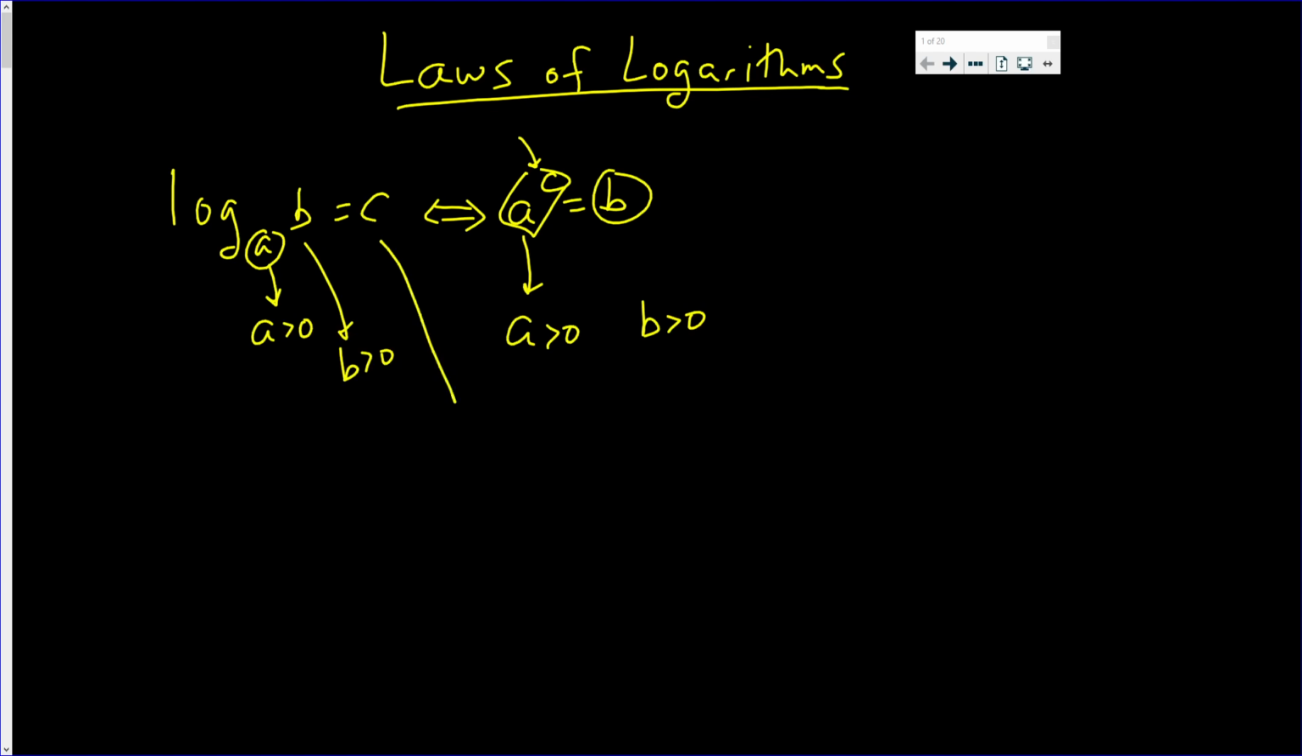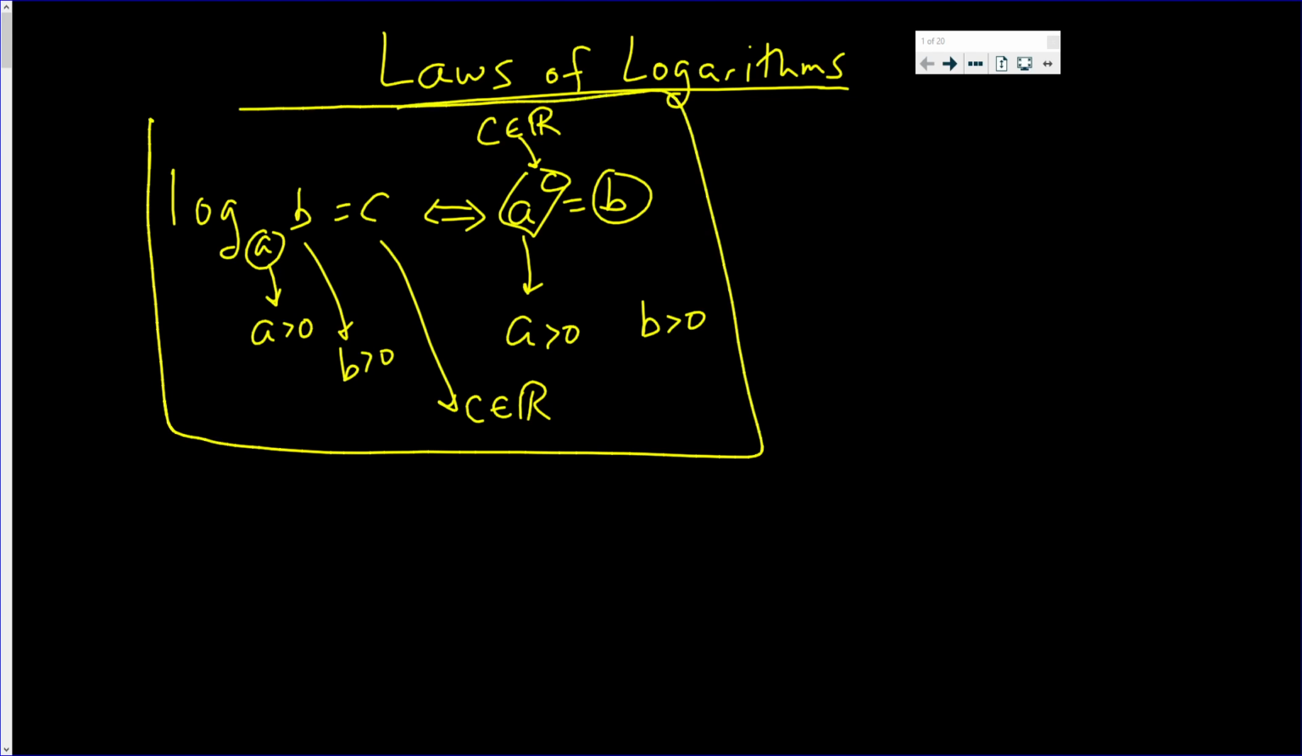And C can be in the real numbers. C can be any real number. C can be an element of the real numbers. It can be any number. It can be 2/3. It can be 1/pi. It can be e to the pi. It can be 7 to the 4/5 power. It can be anything.